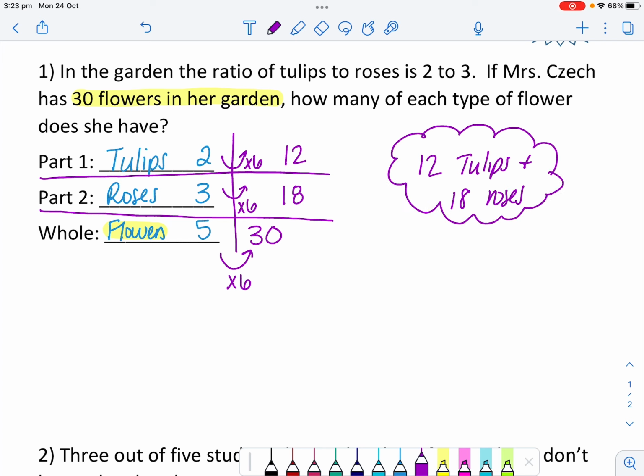Okay, so this is a little bit different than using a tape diagram. In the tape diagram, I would have had 2 tulips and 3 roses, and I would have taken the 30 flowers and broken them into 5 boxes. So that's where my 6 would have been. It would have been in each of those little boxes, and then I would have counted up on the left-hand side and the right-hand side of my tape diagram. Now I'm using that 6 as my multiplier to get me from my initial ratio to how many total flowers I have, and then how many of each type of flower. This was a part to part, and then they gave me the whole.